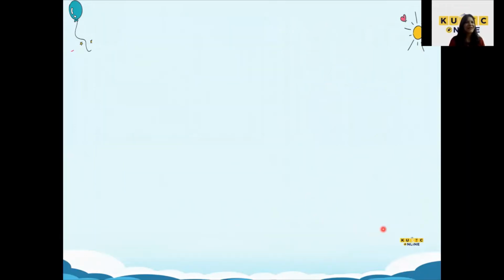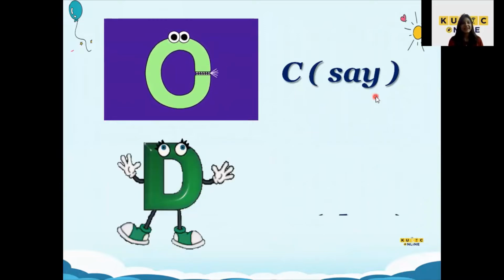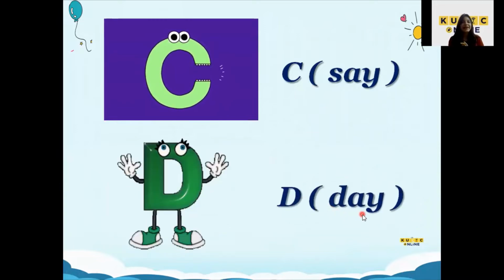What comes after B? C. In German, we say say. The next letter? Day. Okay. From A to D, we are practicing the pronunciation. A. B. Say. Day. Good.